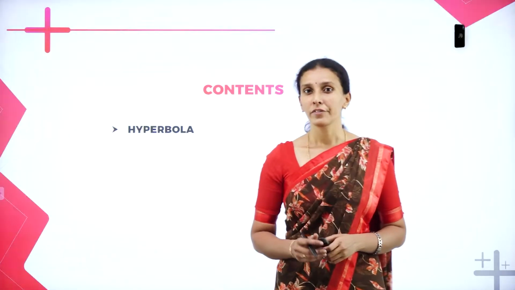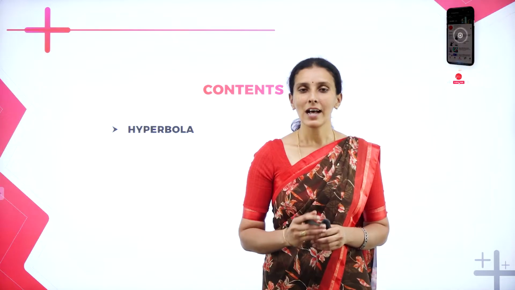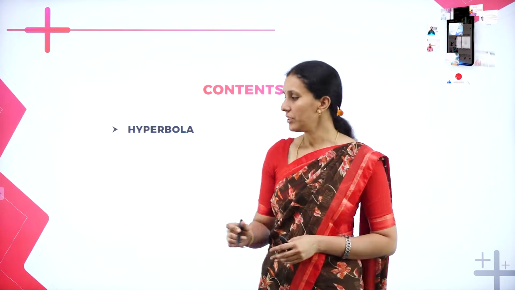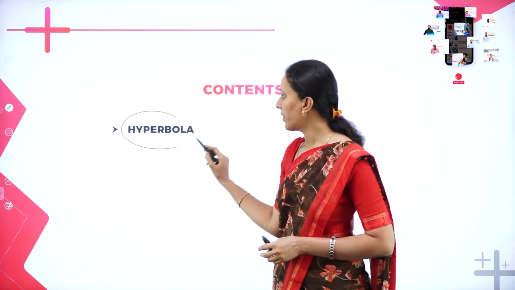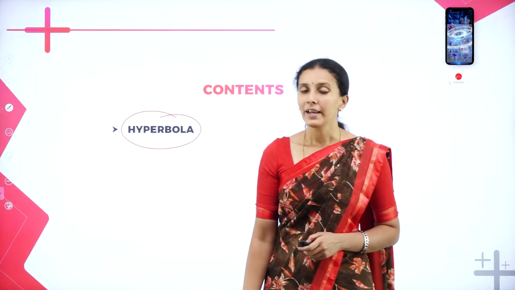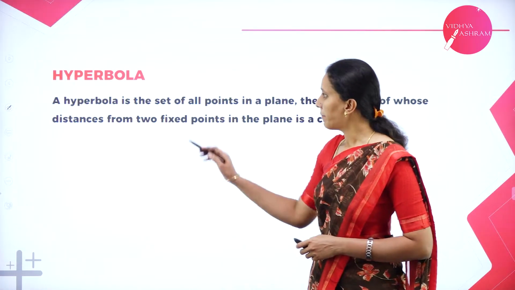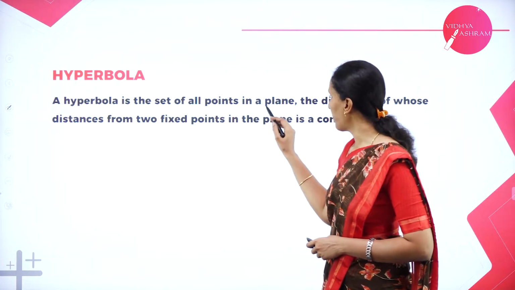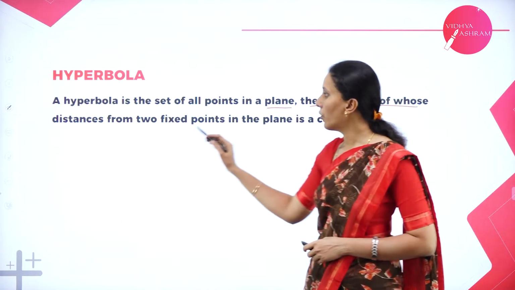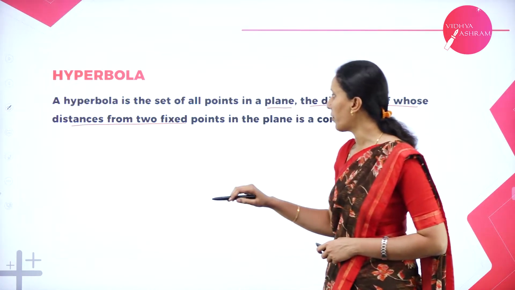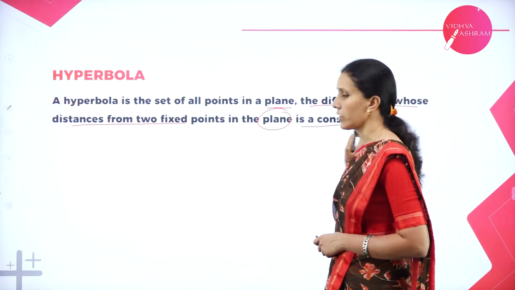In this session, we are going to study the last part of the conic sections, that is the hyperbola. So what do you mean by a hyperbola? A hyperbola is the set of all points in a plane, the difference of whose distances from two fixed points in the plane is a constant.